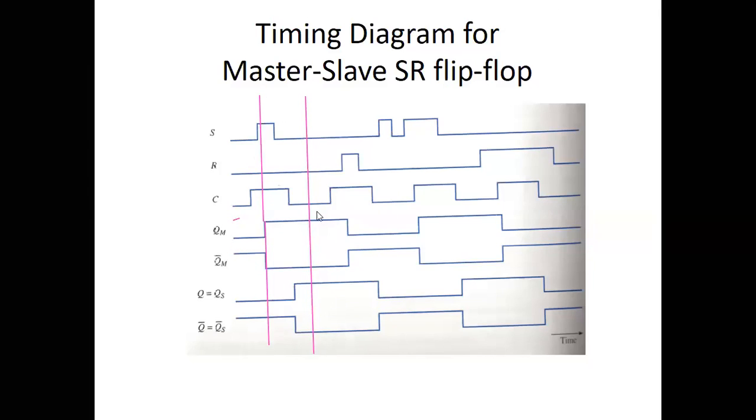When clock is equal to 0, what is our QM value and QM bar value, which will act as the S and R inputs to the slave. Now we can see this is 1 and this is 0. So when the inputs to the slave are 1 and 0, output will also be 1 and 0 according to the SR flip-flop truth table. So you can analyze the complete diagram.